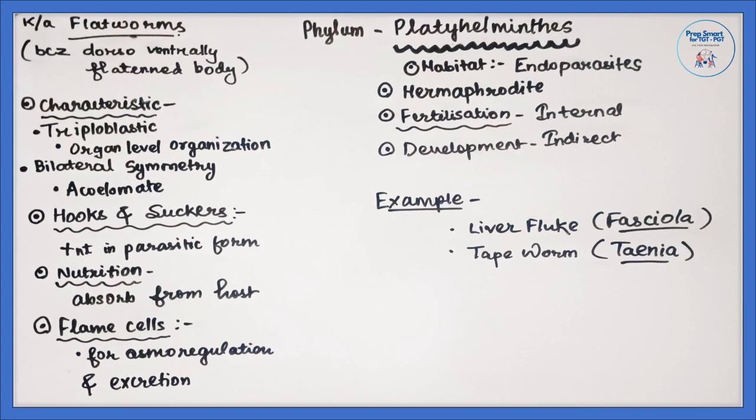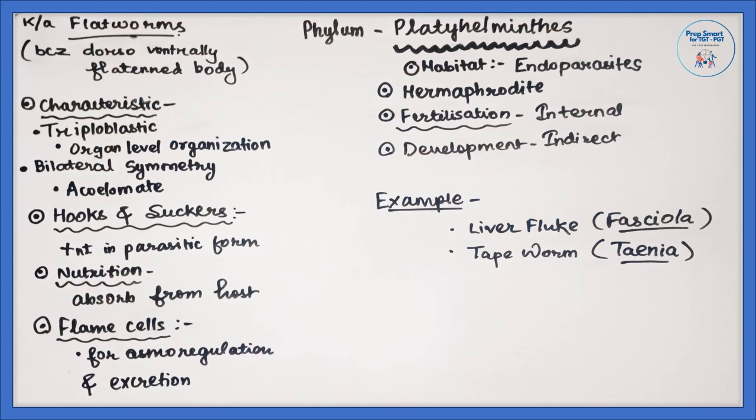These animals have a bladder-type nervous system and peculiar cells called flame cells for osmoregulation and excretion. The body of individuals also shows hooks and suckers in parasitic forms. The nutrition they absorb from the host. As their body is hermaphrodite, these animals are generally bisexual reproducing ones. The fertilization happens internally, and development is indirect through larval stages.